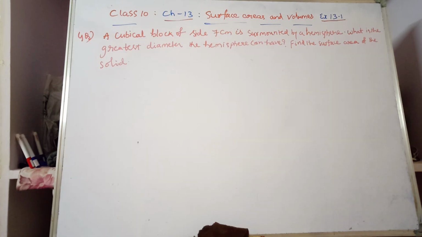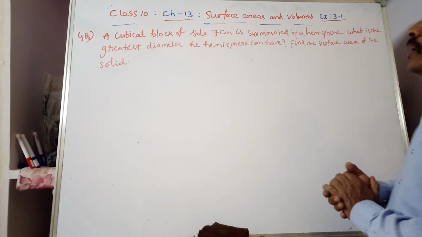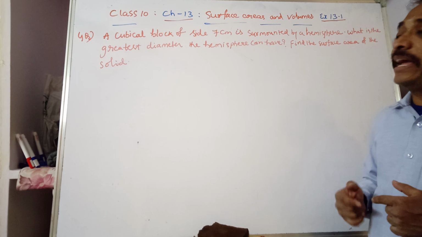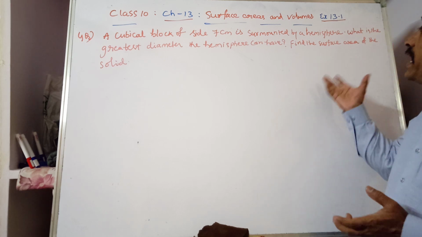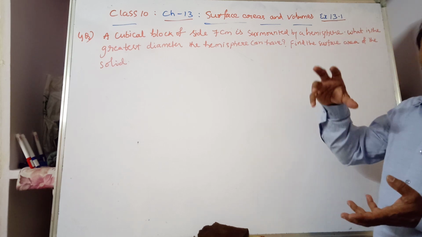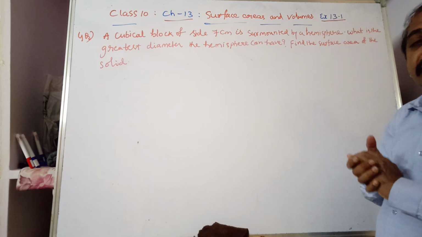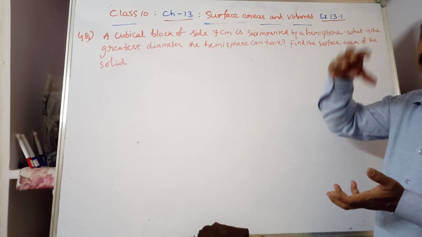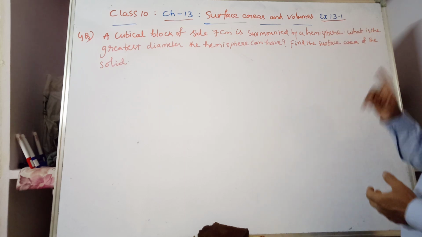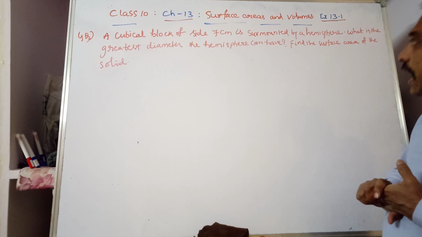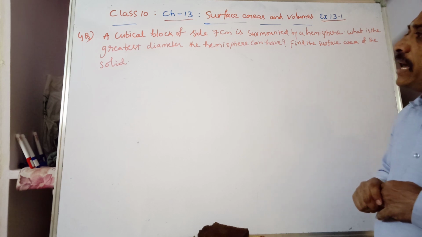Now see question number 4. A cubical block of side 7 centimeter is surmounted by a hemisphere. Surmounted by a hemisphere means the hemisphere is on the top and the cubical block is down. So on the cubical block, a hemisphere is kept. What is the greatest diameter the hemisphere can have? Find the surface area of the solid.